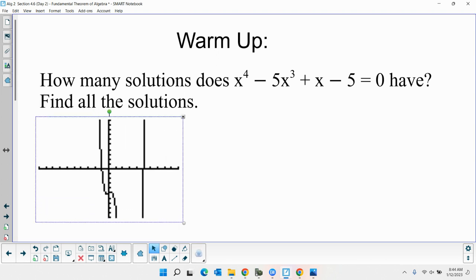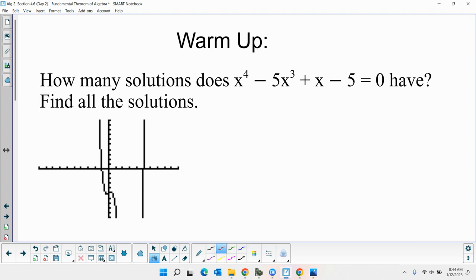And remember, these imaginary ones, these non-real ones, come in pairs, right? So there's always going to be 2 imaginary coming in pairs, if there are imaginary. There won't be an odd number, there'll be an even number.